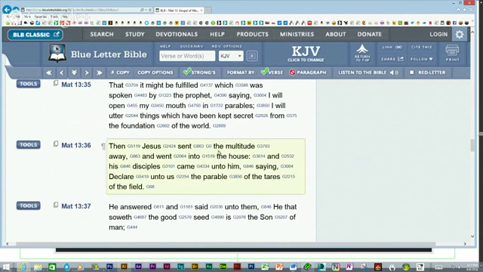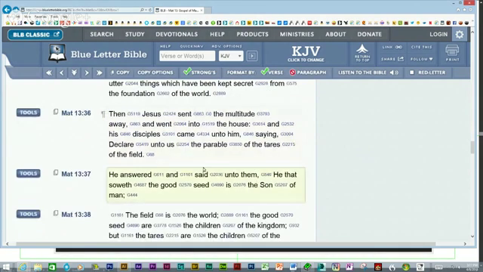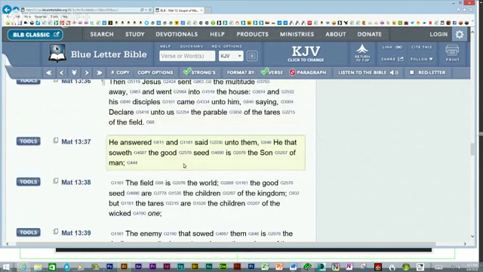Then Jesus sent the multitude away and went into the house, and his disciples came unto him, saying, Declare unto us the parable of the tares of the field. So basically, of that which is your dedication, your students, your disciples, of you, that these things are well known, not known to all things, but only unto that which is true. He answered and said unto them, He that soweth the good seed is the Son of Man.